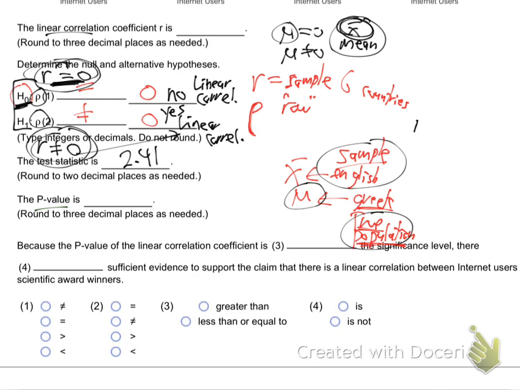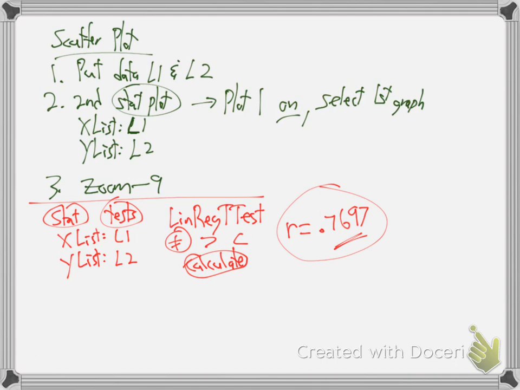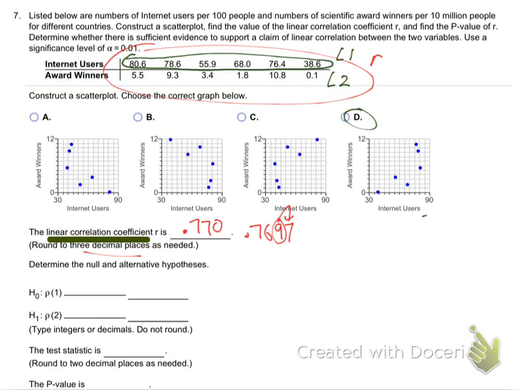Yeah, there it is, 0.07. How many places do they want? 3? 0.073, thank you. Okay. Now, what do you think? What level did we test this at? Oh, the 0.01 level. There's the significance level.